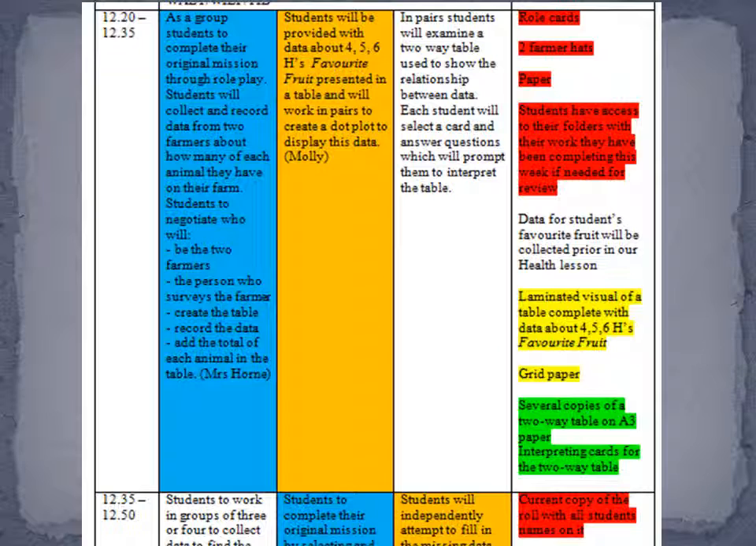So whilst Year 4 complete their mission, Year 5 and Year 6 will still be working on tasks designed to give them the knowledge and skills to be successful in their contributions to the mission.